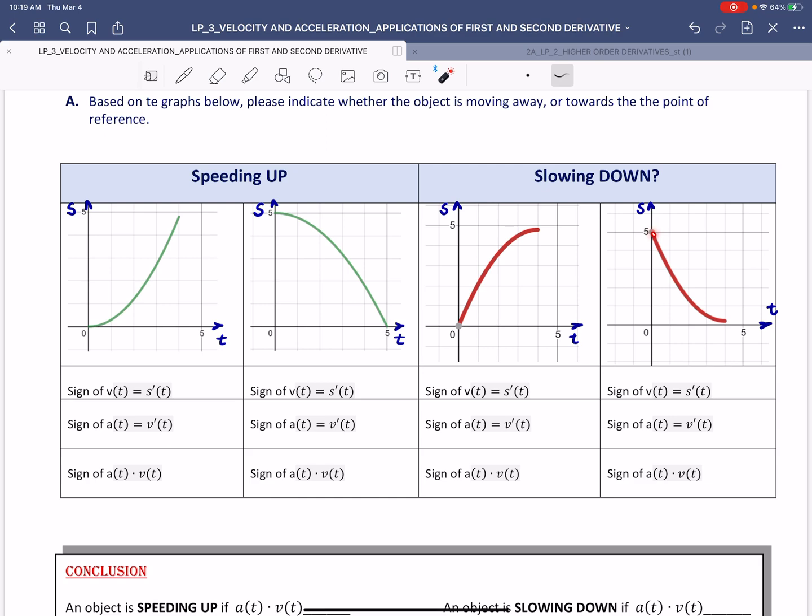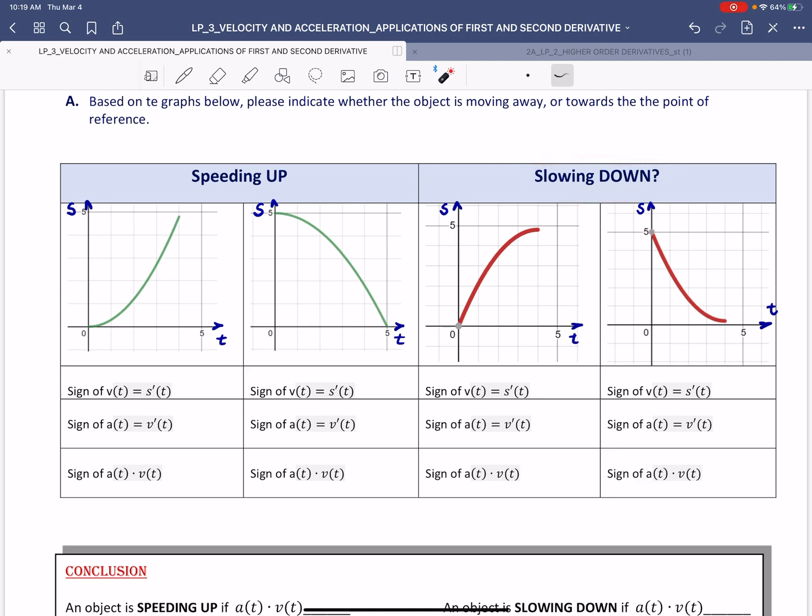In the last example, again, the object starts quite fast, so a big negative velocity. It's negative because it's going towards the starting point, but the object is moving quite fast. But then it slows down because the slope becomes less steep. In this case, we say that the object is slowing down.